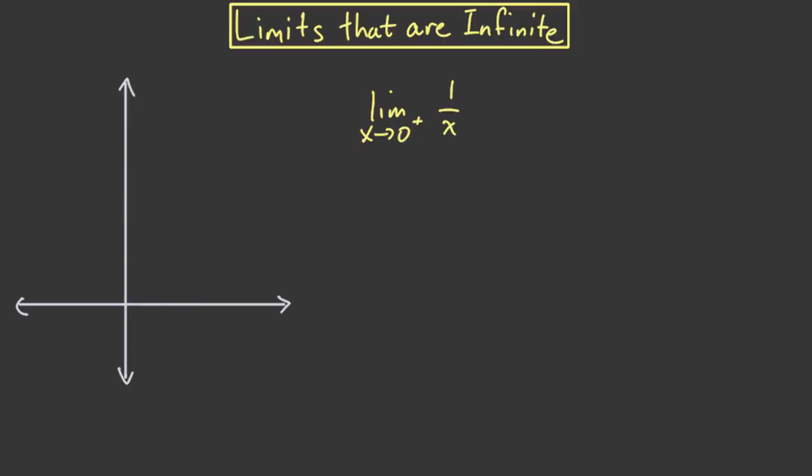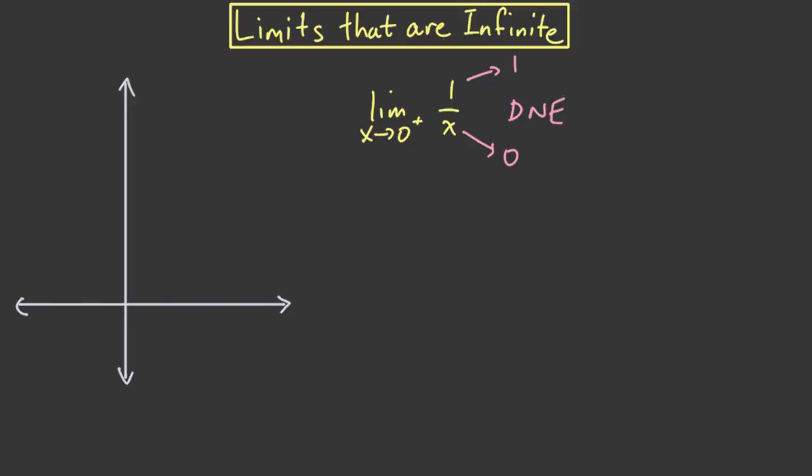Now, as x approaches 0, the denominator is approaching 0, and this numerator, well, that's 1, so it's not approaching 0. And that means the second part of the division limit law is going to tell us that this limit does not exist. But does not exist in what way? The limit law doesn't tell us that.